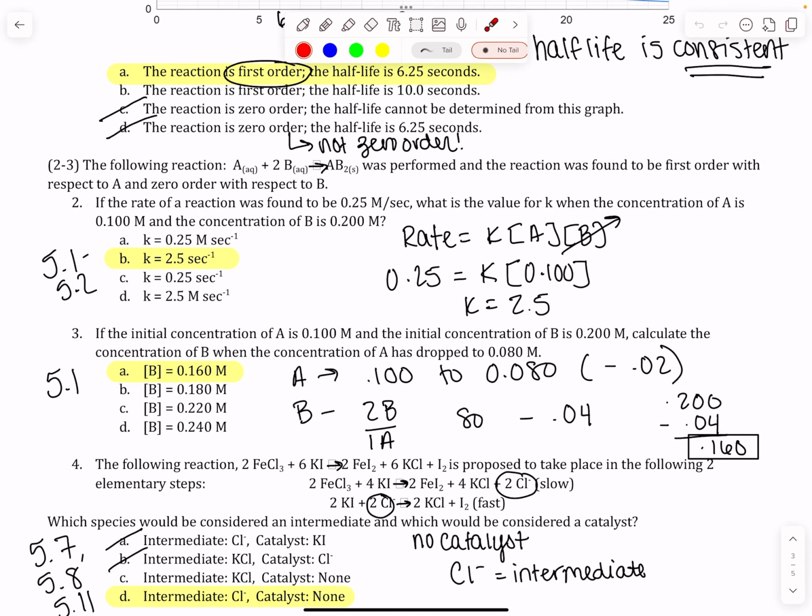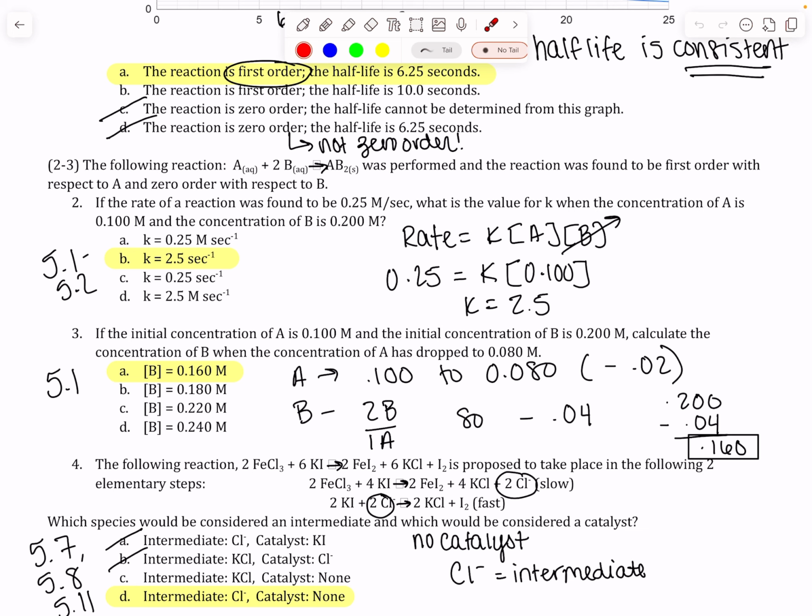All right, number 2. First of all, we've got this intro to both questions 2 and 3, where it says the following reaction right here is performed and the reaction is found to be first order with respect to A and 0th order with respect to B. So number 2 says, if the rate of the reaction is found to be 0.25 molar per second, what is the value for K when my concentration of A is 0.1 molar and the concentration for B is 0.2 molar?